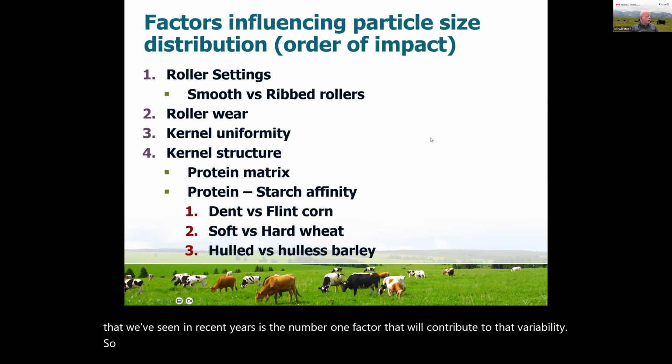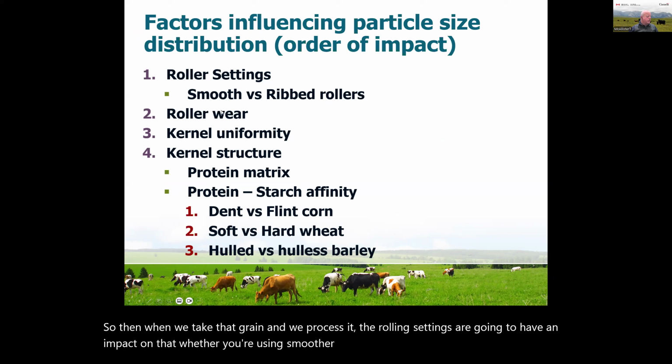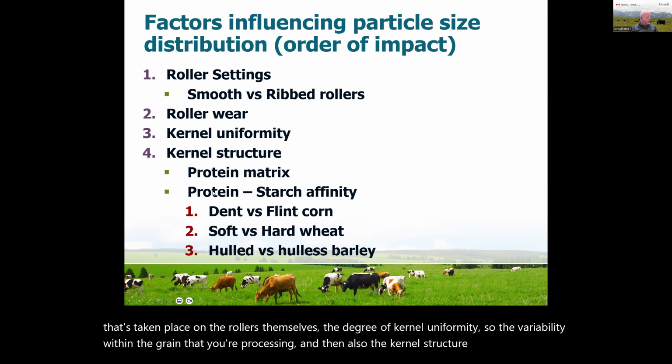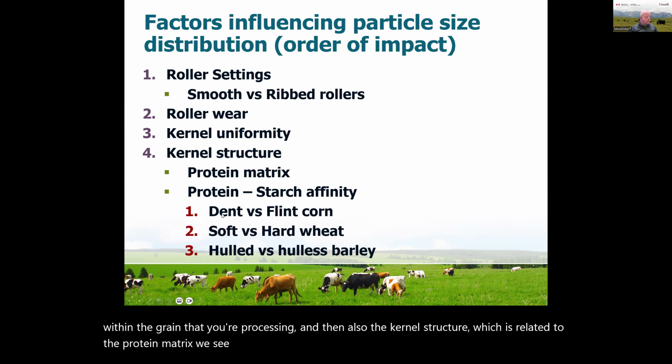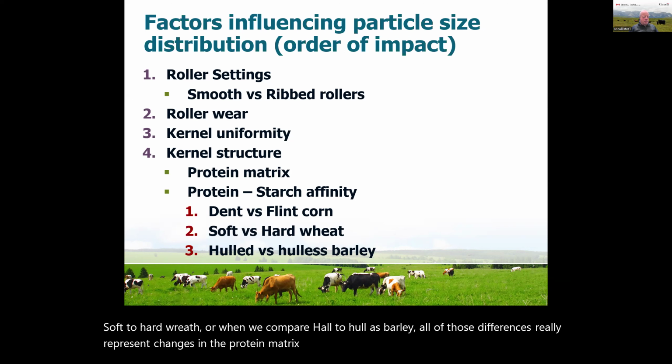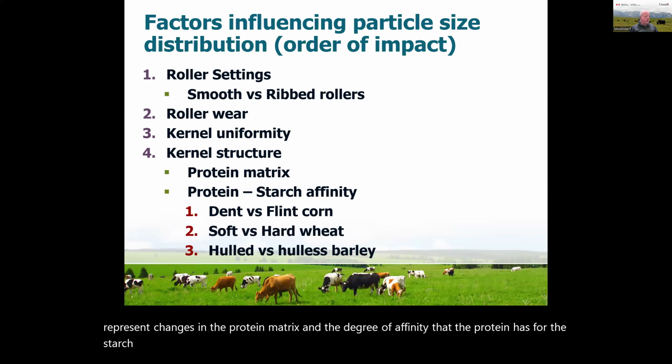So then when we take that grain and we process it, the rolling settings are going to have an impact on that, whether you're using smooth or ribbed rollers, the degree of roller wear that's taken place on the rollers themselves, the degree of kernel uniformity, so the variability within the grain that you're processing, and then also the kernel structure, which is related to the protein matrix. We see those kinds of variations when we compare dent to flint corn, or when we compare soft to hard wheat, or when we compare hulled to hulless barley. All of those differences really represent changes in the protein matrix and the degree of affinity that the protein has for the starch within the endosperm of the grain.